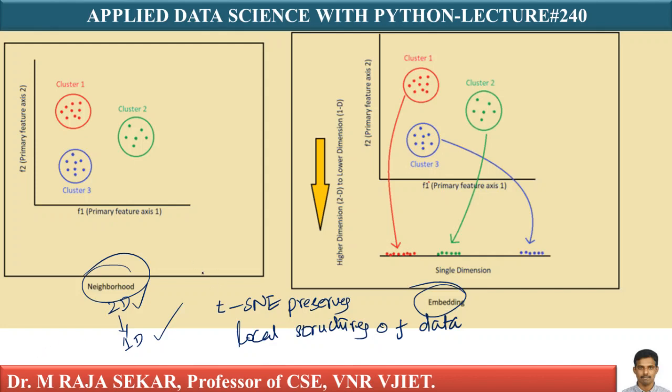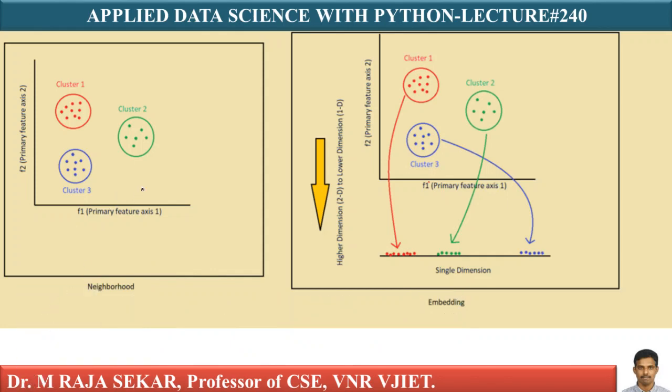In this particular picture, we can see there are three clusters: cluster 1, cluster 2, cluster 3. There are three clusters in higher dimensional space. In this context, the 2D space is the higher dimensional space. We are calling them clusters, cluster 1, cluster 2, cluster 3.